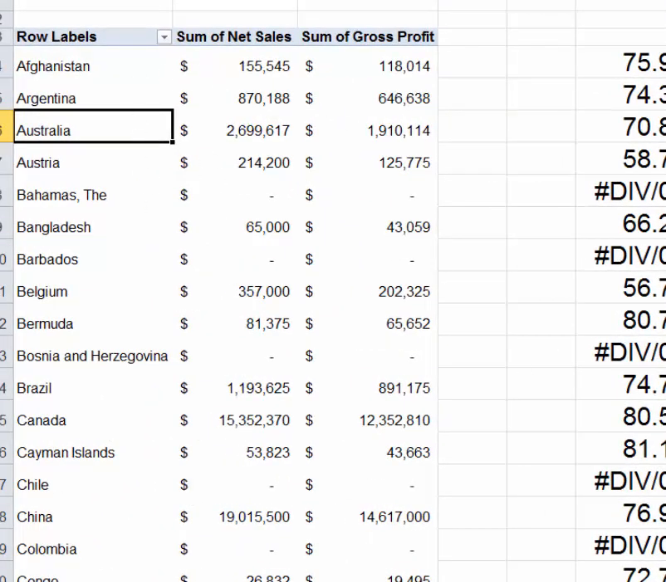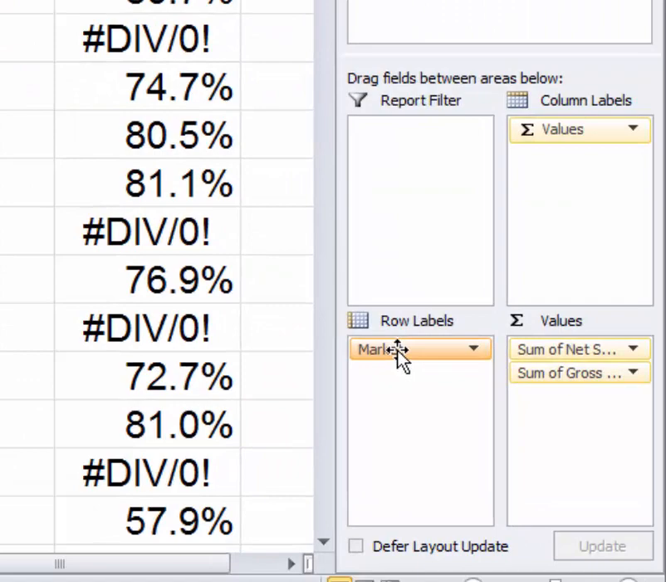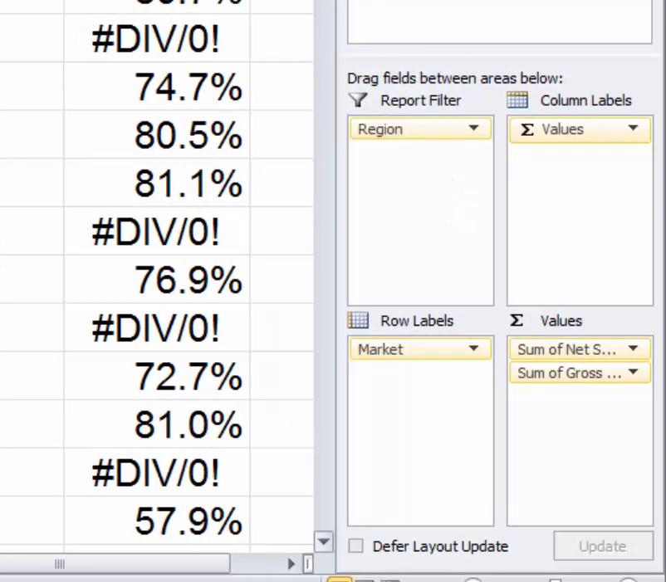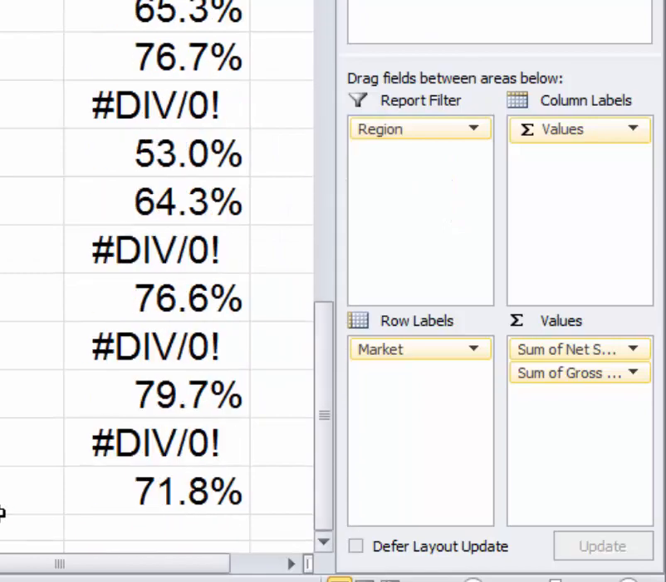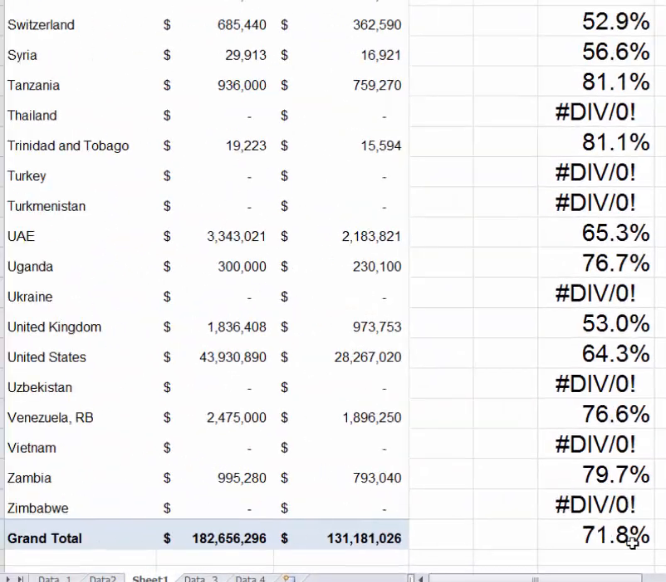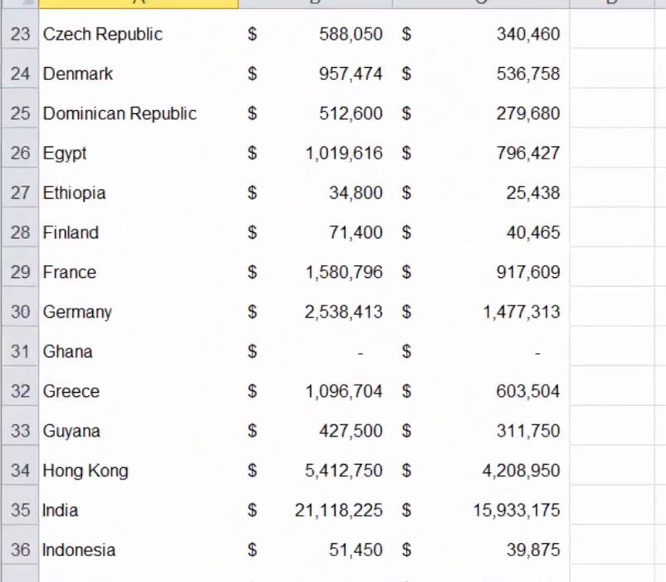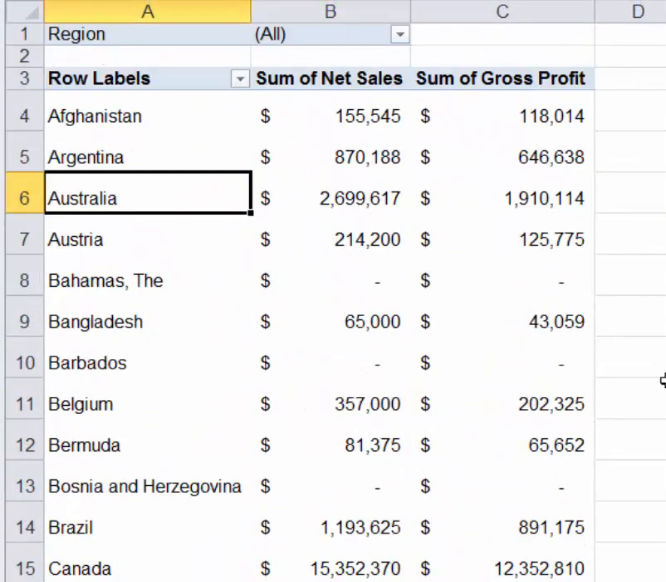So let's do some analysis now. I want to pivot these by, let's say, region. So I'm going to go up to region. And by the way, if you scroll to the bottom, it will tell you overall profit margin for the whole company is 71.8%. So out of $182 million in total revenue or sales, we get to keep $131 million for other things. But I'm going to now zone that down, or narrow it down, or slice it down, or drill it down, call it whatever you like, by region.